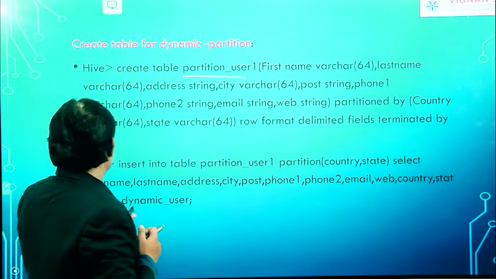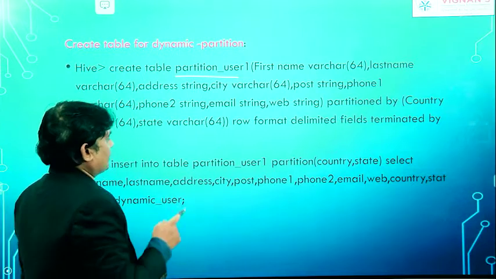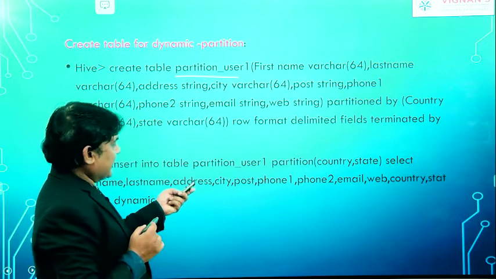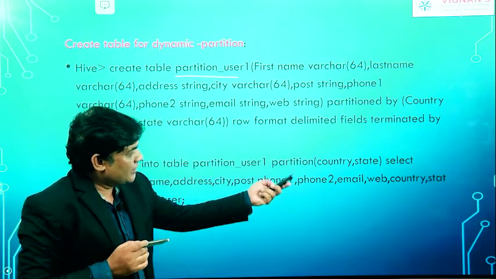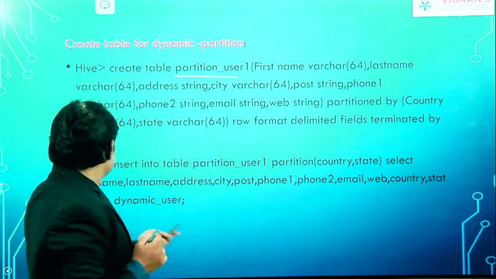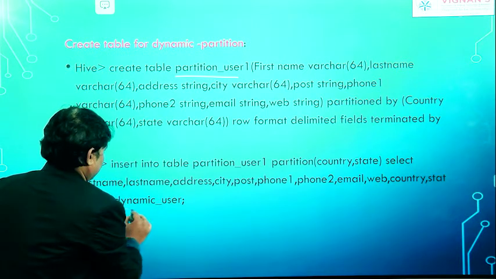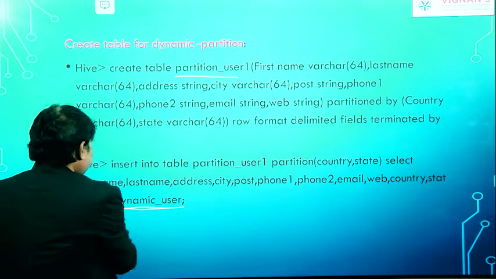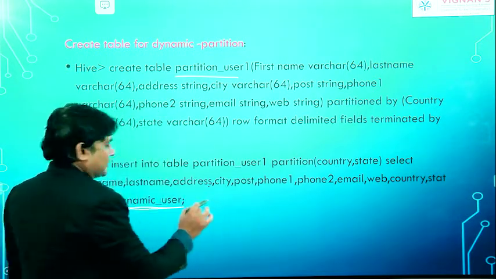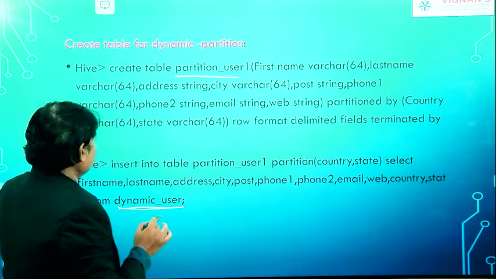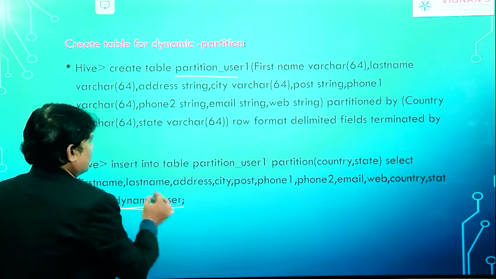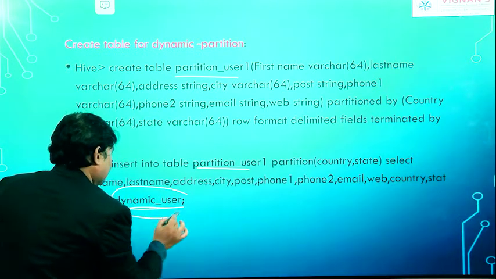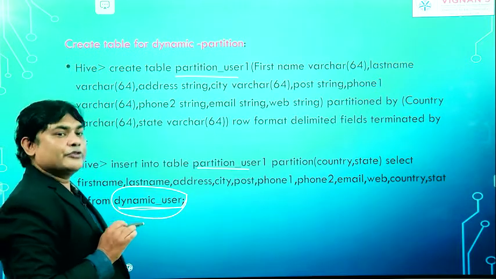I am going to insert into the partitioning table, partitioning based on the country and state. Select first name, last name, address, city, post, phone number, phone 2, email, web, country, state from the dynamic user table. From this dynamic user table I am taking these fields and inserting them into the partitioning table, because the dynamic user table already has the data. We already loaded data into it, right?